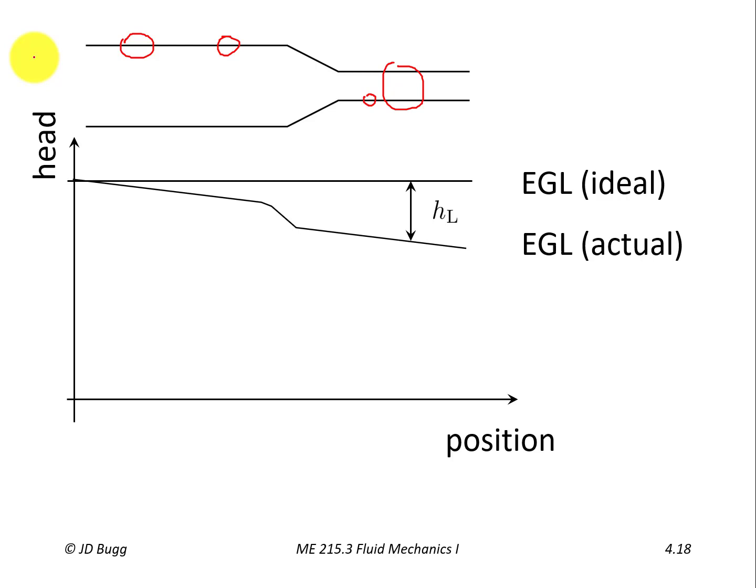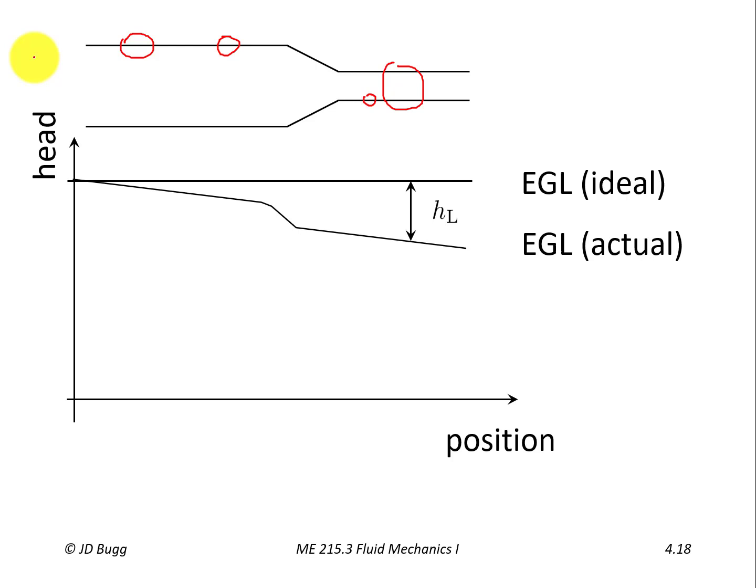So this also is where the term grade line comes in. This is why it's called an energy grade line, because it has a grade, it has a slope. As we go down the pipe, the grade line decreases and decreases. And the higher that slope is, the more the energy losses are.